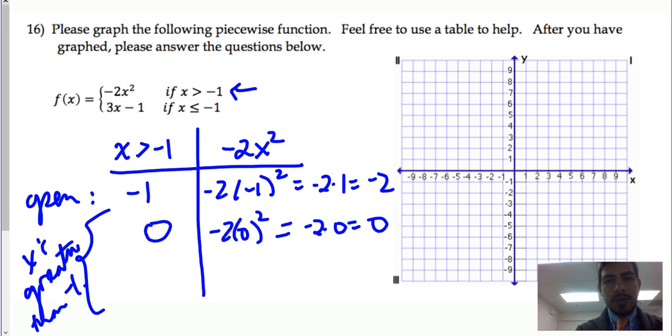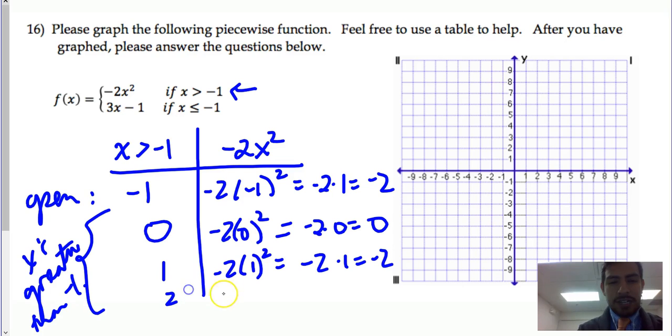Let's do another x value greater than negative 1, like 1. Plug in 1, I get negative 2 times 1 squared, equals negative 2 times 1, equals negative 2. And let's do 2, just for the heckaronies of it. Negative 2 times parentheses 2 squared equals negative 2 times 4 equals negative 8.